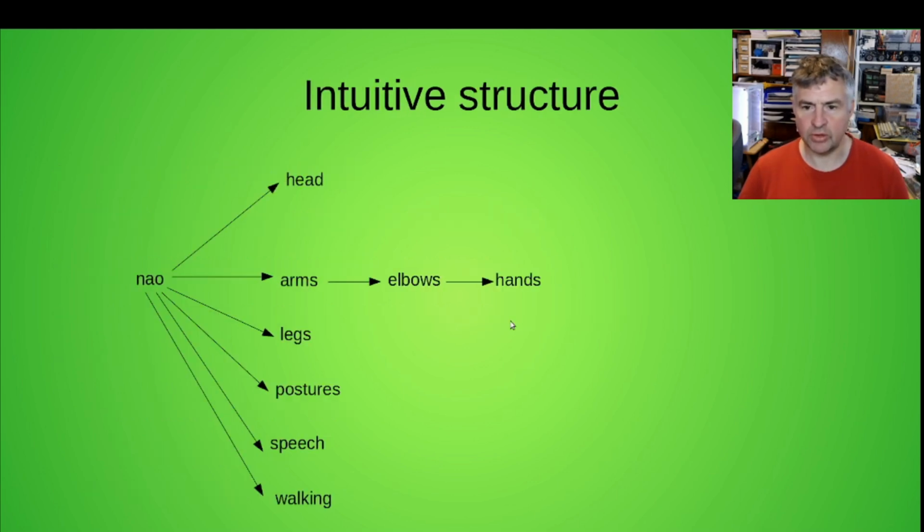It's also got a fairly intuitive structure. Rather than the existing NAOqi API where you have separate proxies for movement, for speech, for other things, the structure is mostly based around the robot. So you have this top level NAO object, but then all the movements around the head are grouped onto the head sub object, legs under legs, arms under arms, elbows, hands, and so forth. And then you have things that are miscellaneous, like various postures, speech, and walking. So you can do a lot of things with FluentNAO, and it's mostly structured in a way that makes sense based on the structure of the robot itself.